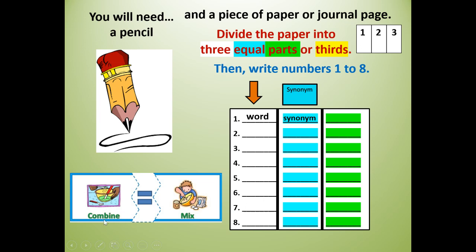For example, it says combine. So the person's combining ingredients while they're cooking. And a word that means the same is mix. So combine and mix are synonyms. So you're going to write the vocabulary word, then write a synonym or a word that means the same. And then you're going to draw a quick picture or sketch. It's not going to be a fancy picture, just a quick picture for each of the 8 vocabulary words.